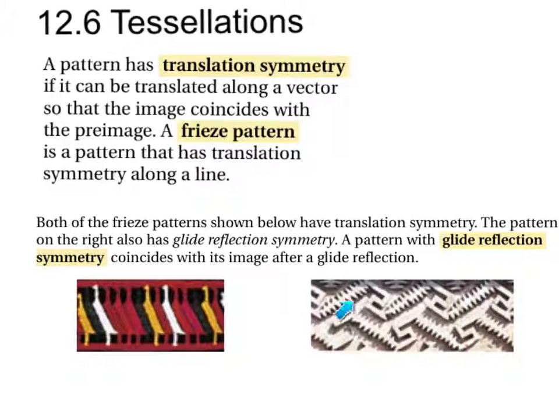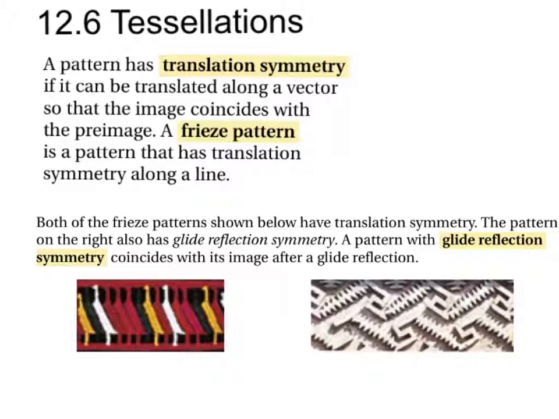So if you notice, if you take this little part here, slide it and then reflect it along this parallel line of symmetry, you'll notice that it is reflected. So we can slide and reflect. Therefore, this one on the right has glide reflection symmetry. Once again, translation symmetry is if you can take something and translate it along a vector, up, down, anywhere, so it coincides with the pre-image.